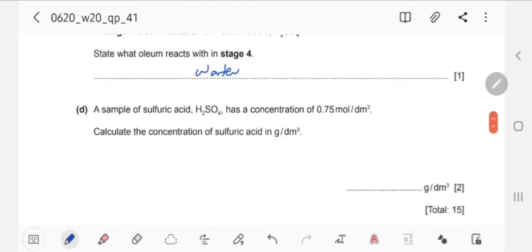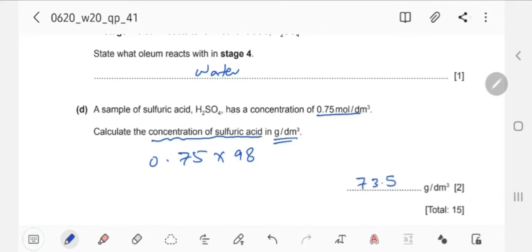A sample of sulfuric acid, H2SO4, has a concentration of 0.75 mole per dm cube. Calculate the concentration of sulfuric acid in gram per dm cube. So it's simply 0.75 multiplied by the Mr of H2SO4. It would be 98. Yes, 98. So our answer would be 73.5. As it is gram per dm cube, that's why we are multiplying with the Mr of H2SO4.